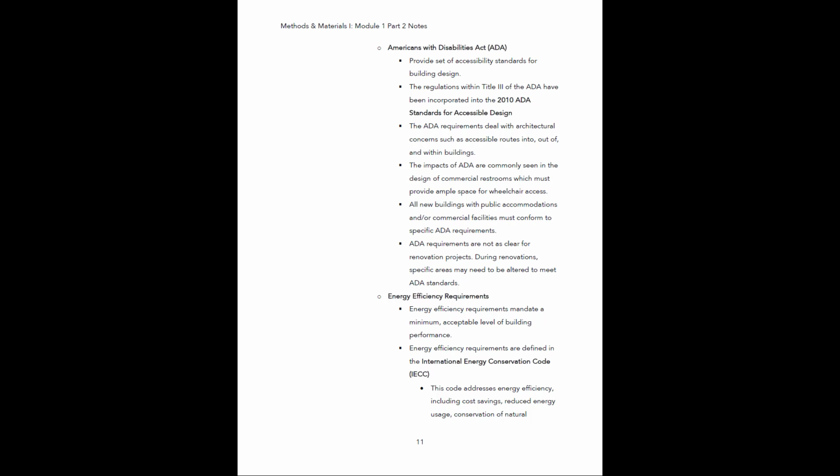Within the ADA, there's a section called Title III, and Title III defines the standards for architects and designers to follow for buildings. These were incorporated into the 2010 ADA Standards for Accessible Design. This is the document that we as interior designers are going to be referring to whenever we're designing for accessibility needs. The ADA requirements deal with architectural concerns such as accessible routes into, out of, and within buildings.